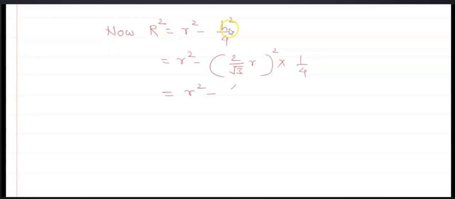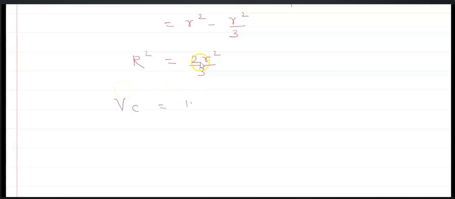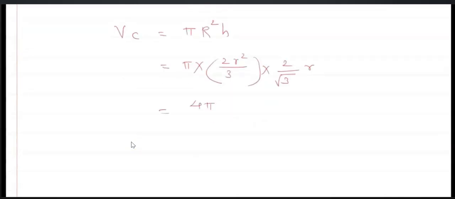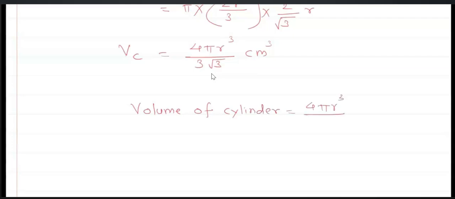And if we substitute the value of h here, that is (2 upon root 3 r) bracket square into 1 by 4, that we have calculated earlier, that r square minus 4 upon 3 r square into 1 by 4, r square minus r square upon 3, that is capital R square is equals to 2 r square upon 3. Therefore, V suffix c is equals to pi into the value of R square, that is 2 r square upon 3, into 2 upon root 3 into r, which is the value of h. And this is the volume of the cylinder in terms of the radius of the sphere. Therefore, the volume of cylinder is equals to 4 pi r cube upon 3 root 3 centimeter cube. Again, by mistake, it is centimeter square, but I had written it there.